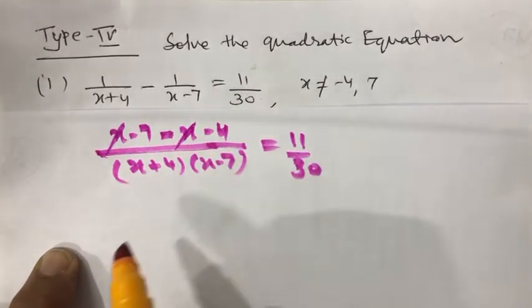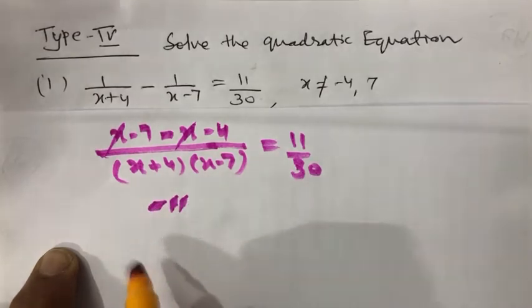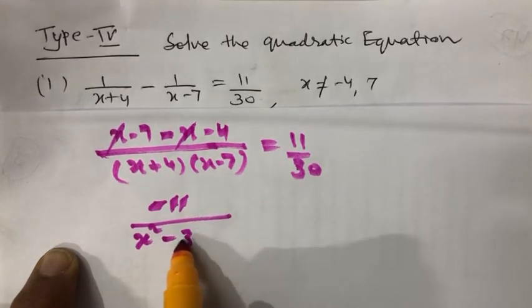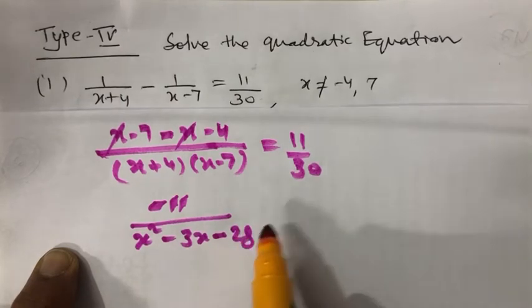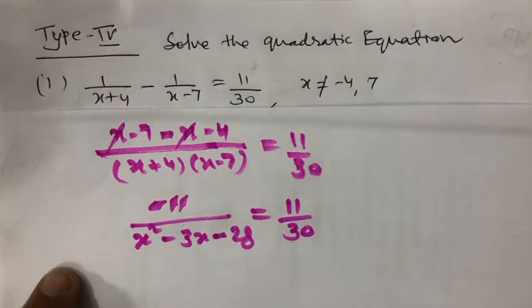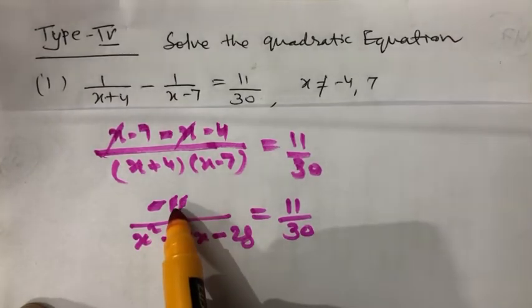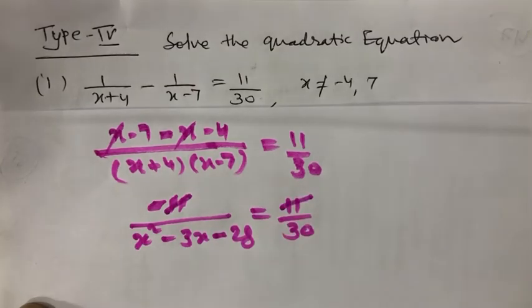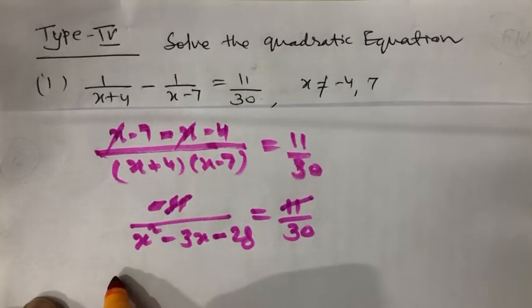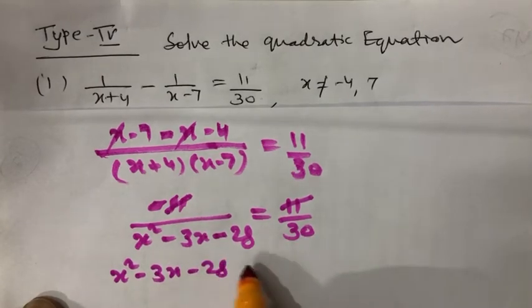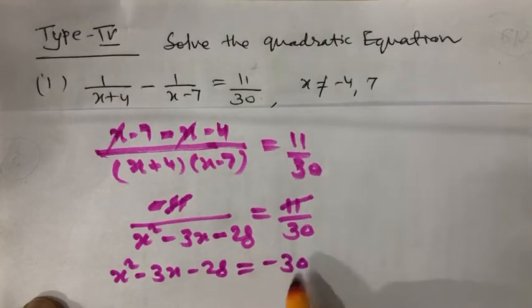x and x cancel out. Here it is minus 11 divided by x square minus 3x minus 28 equals 11 by 30. Now we see that here it is minus 11 and here it is 11, so we can cut 11 and 11. Now cross multiply, what we are getting, x square minus 3x minus 28 equals minus 30.